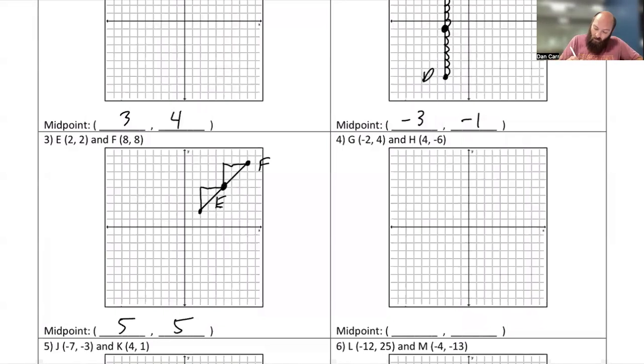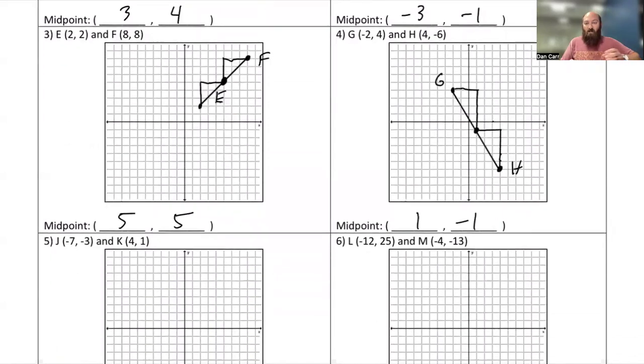Okay, -2, 4 is G, and then 4, 6 is H. A little bit longer, but visually I should be able to find a good idea of it, which looks like about right here. If I do that, it says 1, 2, 3, 4, 5 over and 1, 2, 3, 4, 5 up. Notice how, based on what I'm doing here, it's going to be 1, -1.